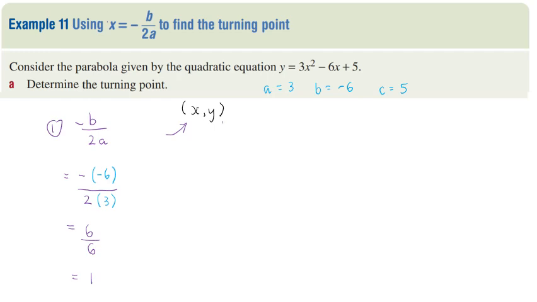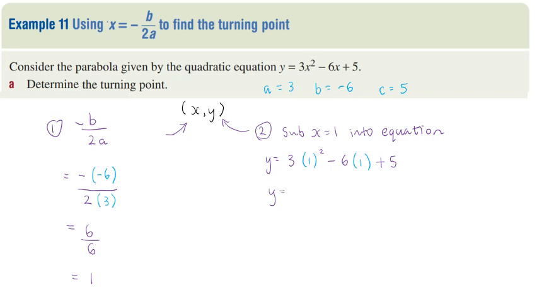My next step, to get the y coordinate, I need to sub x equals 1 back into the equation. So in my equation up the top, I'll have y equals 3, and then I'm subbing in x as 1, so 1 squared, minus 6, subbing in the 1 again, plus 5. So now I just work that out.